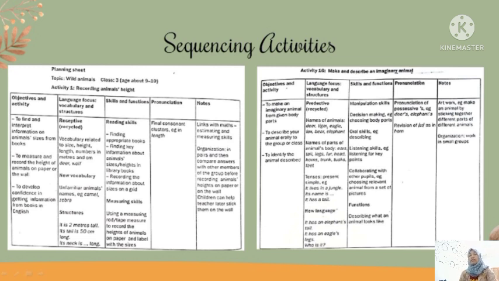Then we have activity 16, make and describe an imaginary animal. There are also 5 columns, and inside of the columns it is the same. It's about objectives and activity, language focus, vocabulary and structure, skills and functions, pronunciation and notes. But what makes activity 16 different from activity 1? Activity 16 is about making and describing an imaginary animal, while activity 1 is recording animals' height.